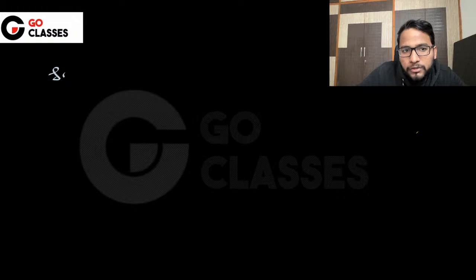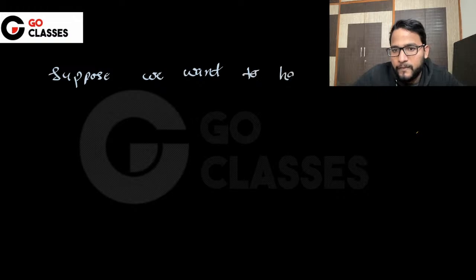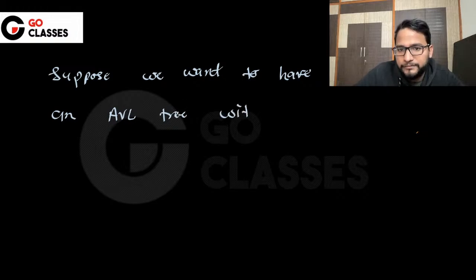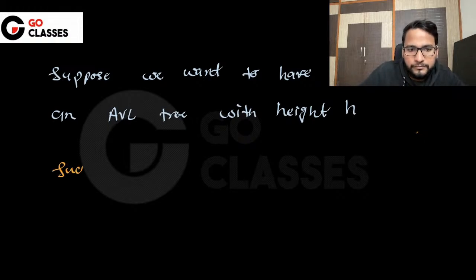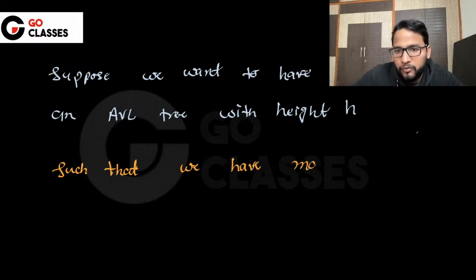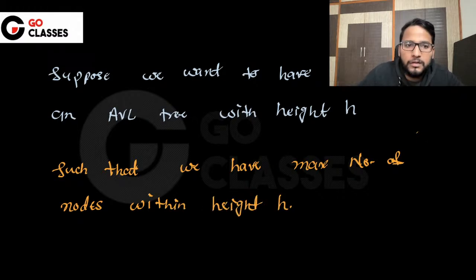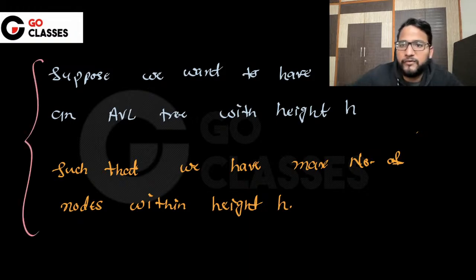Suppose we want to have an AVL tree with height h such that we have the maximum number of nodes within height h. Tell me what you should be doing in this case. If I just ask you this, then what is your answer?